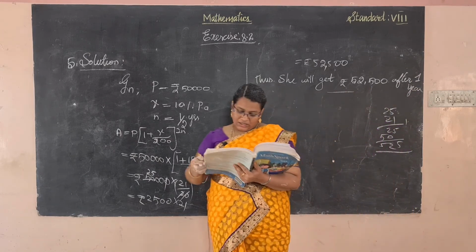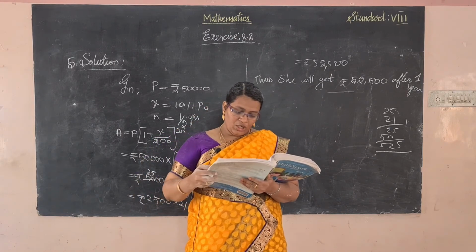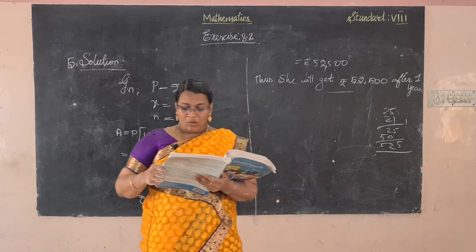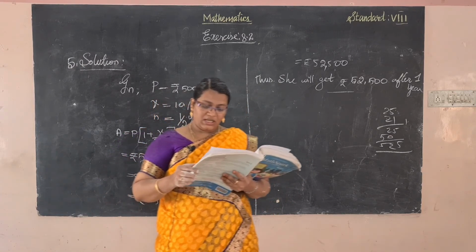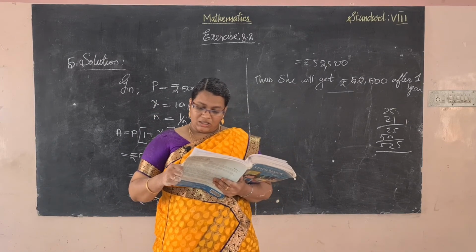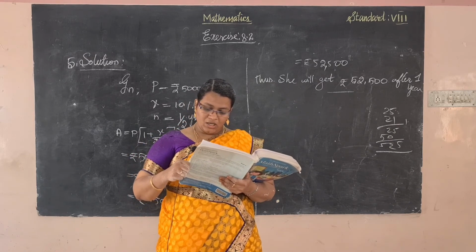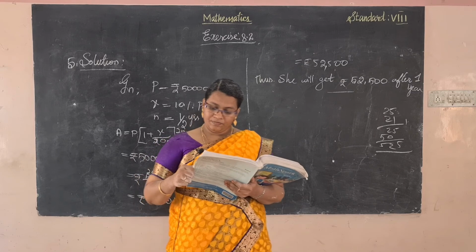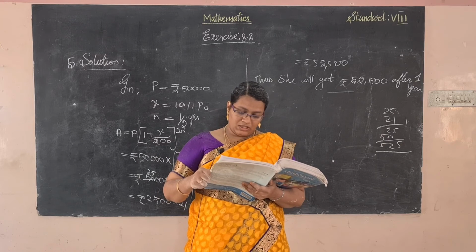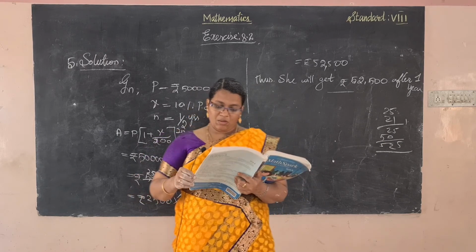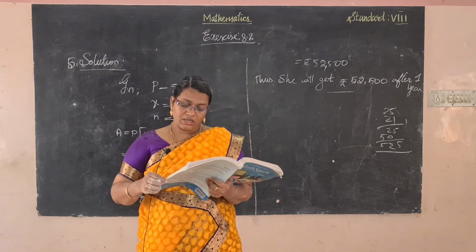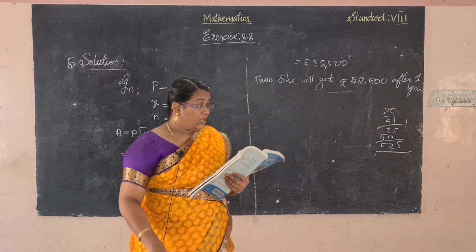Okay, right. And next one, sixth problem. How much would a sum of rupees 25,000 amount to in 1.5 years at 8% per annum if the interest is compounded half yearly? Sum means amount. The principal amount is given for 1.5 years, the rate of interest is 8%. The same formula.